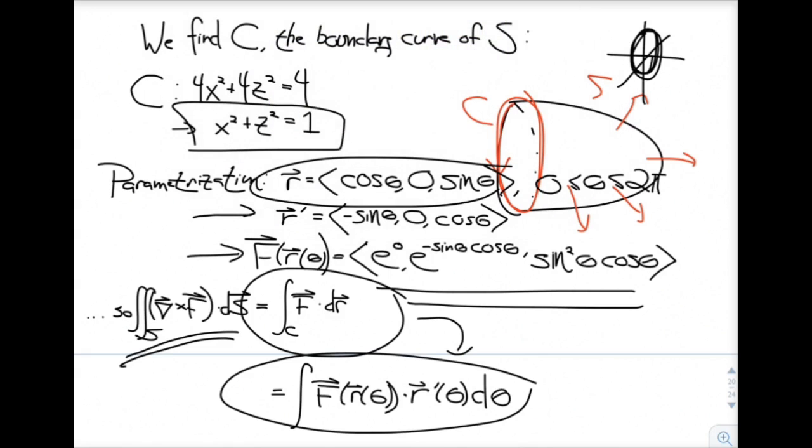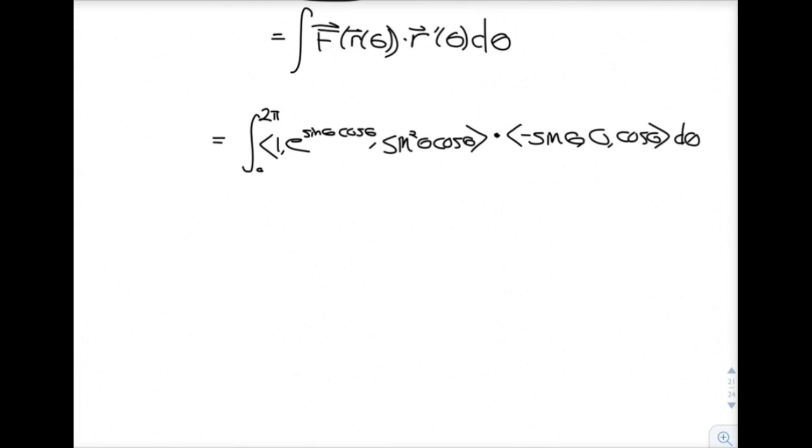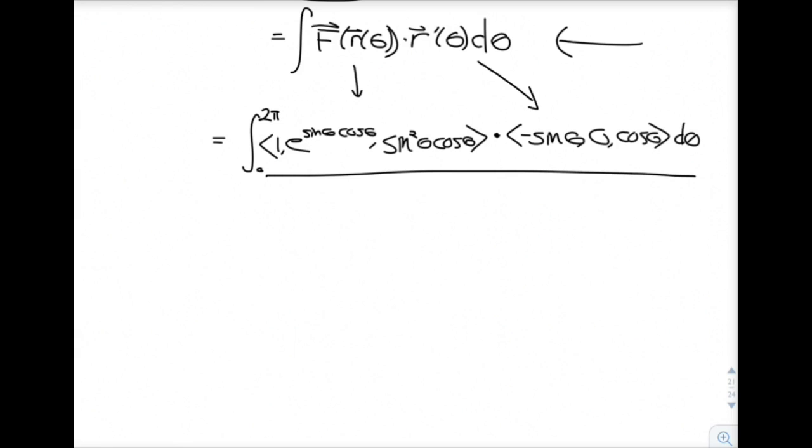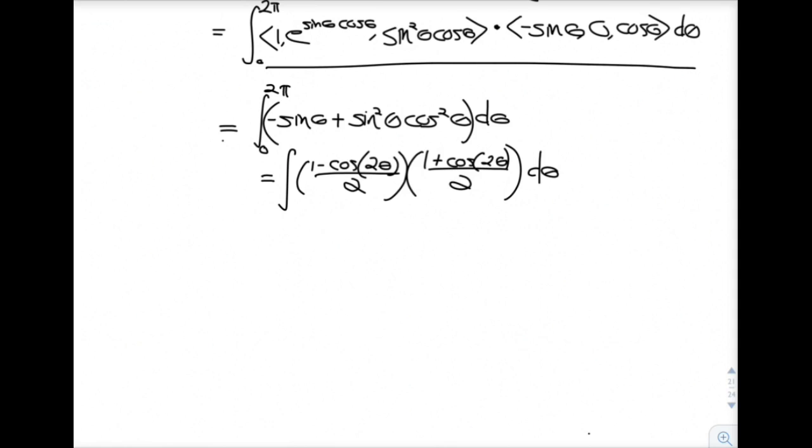We have found f of r of theta, that's this right here. We have found r prime of theta, that's this up here. And after substituting those vector expressions, we go from here down to here. And then we take the dot product of these vector expressions and do some calculation. The dot product gives us this right here. Let me make a brief comment about this. So look, this integral is the integral of negative sine theta plus the integral of this stuff right here.